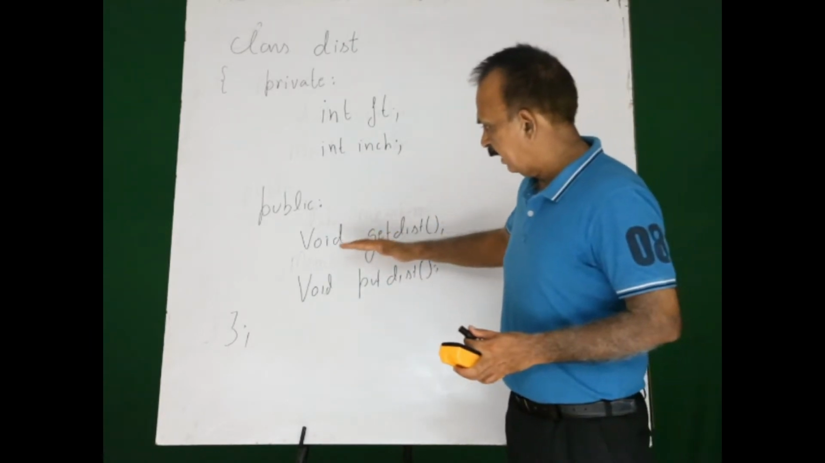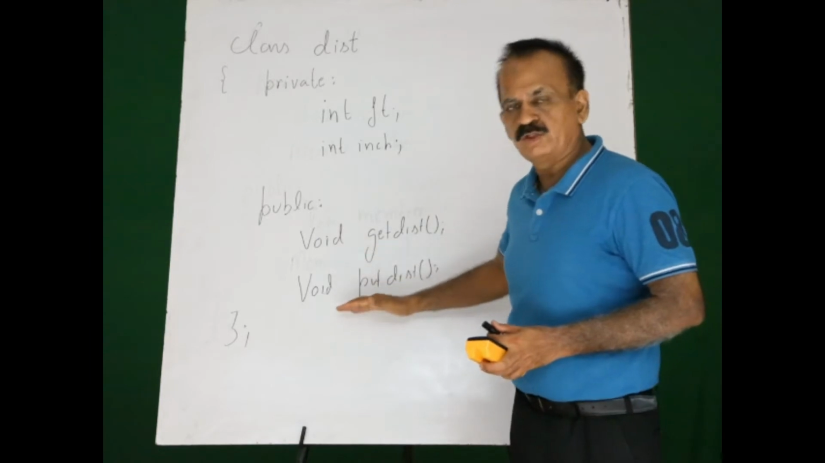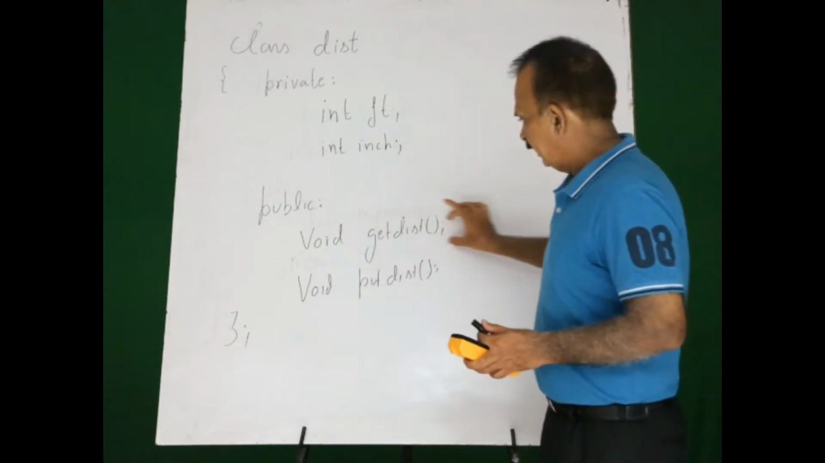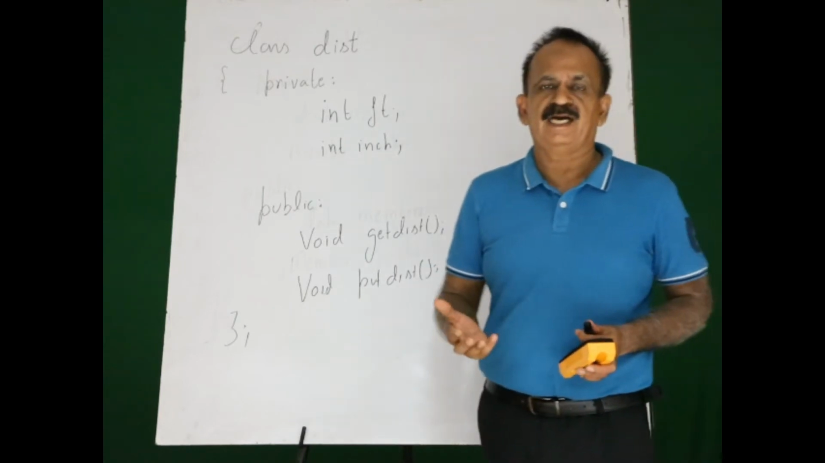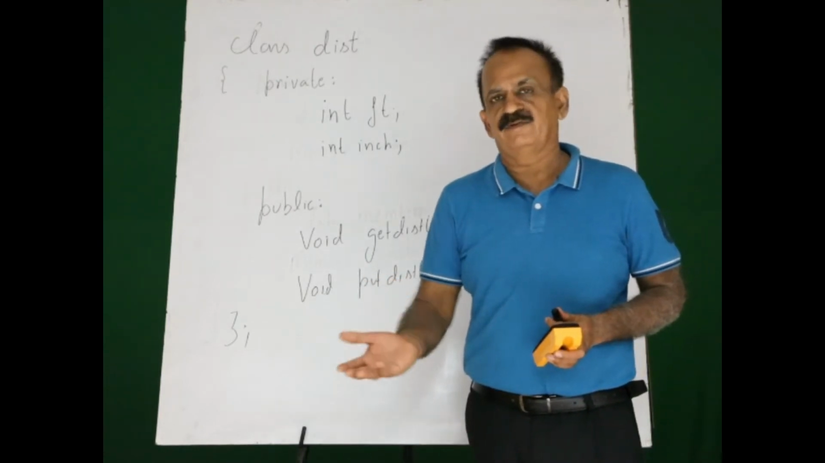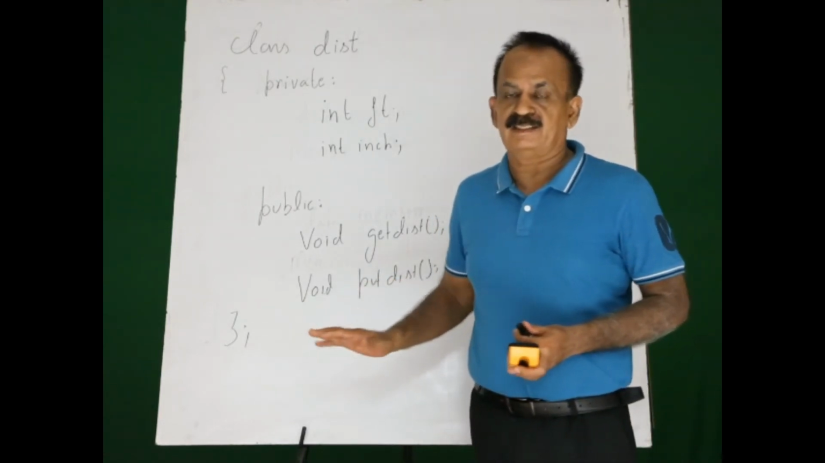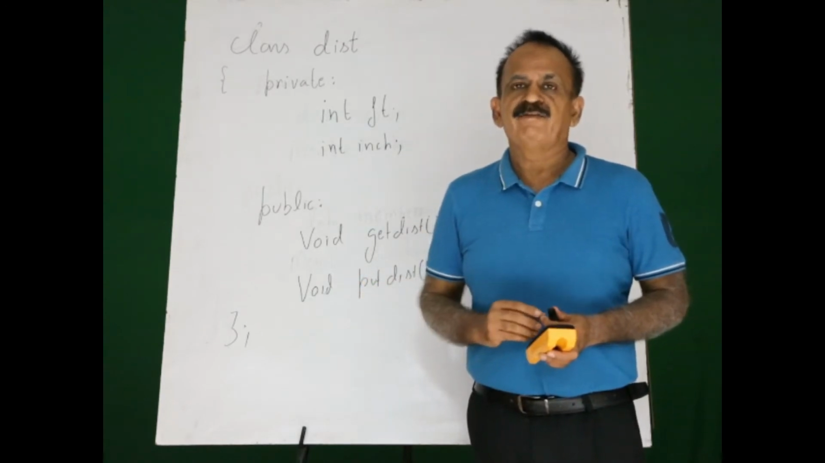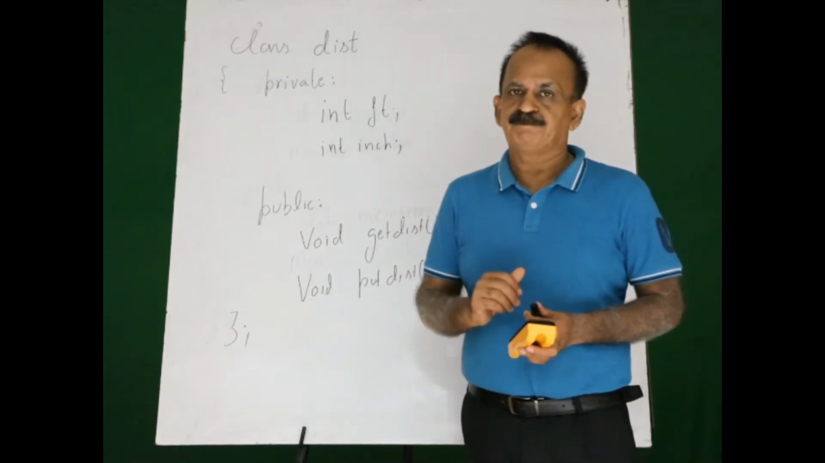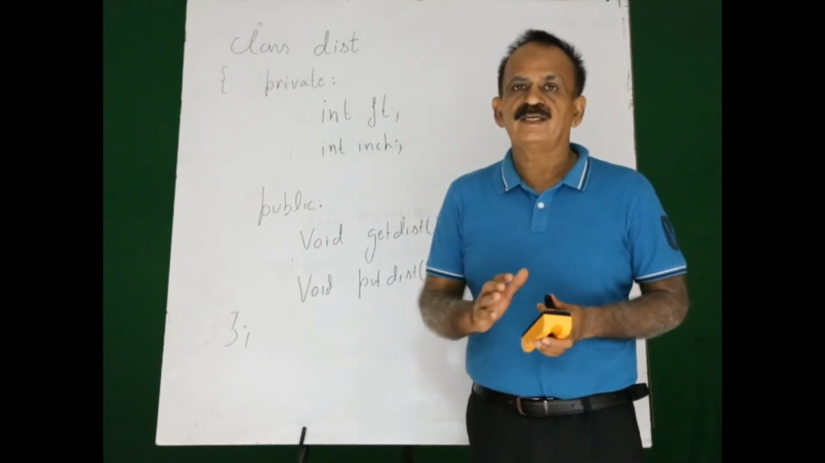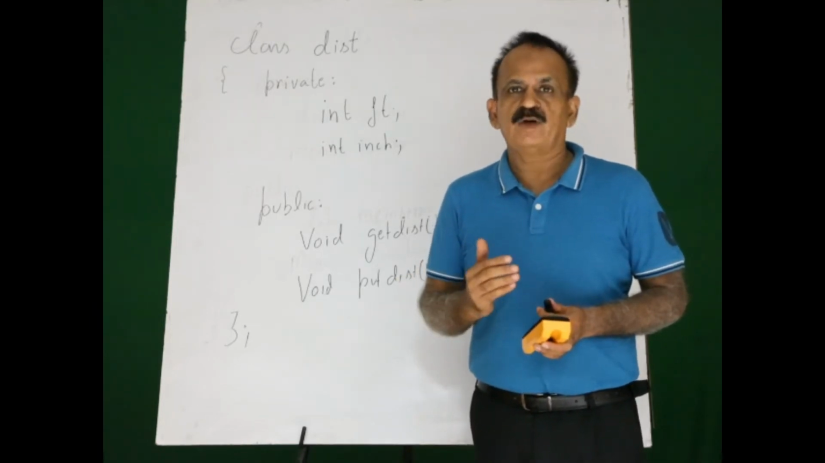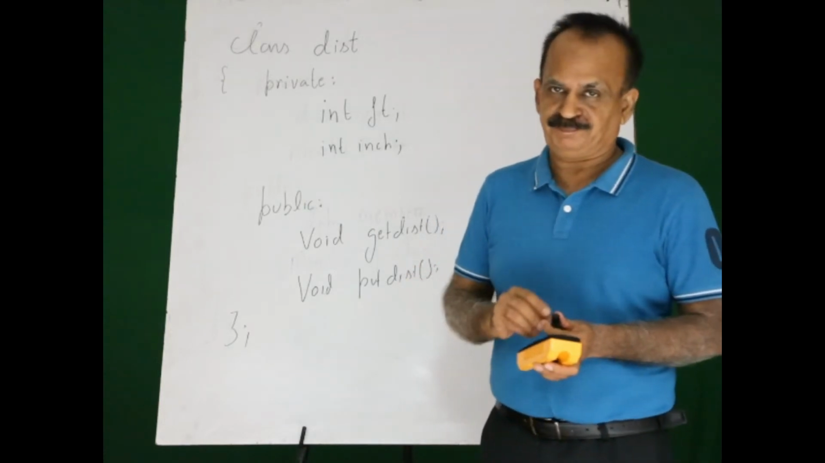No doubt I have to write the code for these two as well, get distance and put distance, and that is called the definition of these functions. I will be discussing this in my example when I write a complete program. But my point of concern at this stage is what is a static data item and what is a static member function.